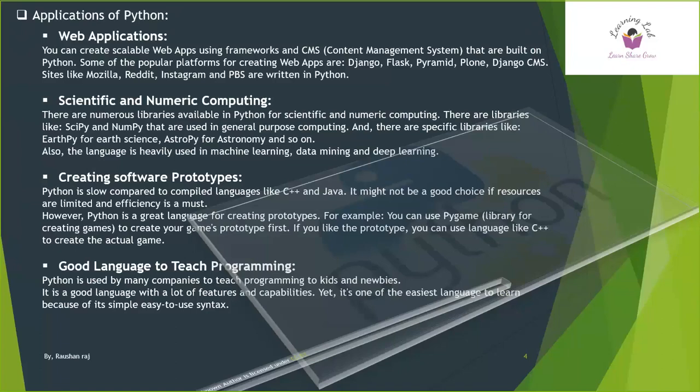These things are about creating software prototypes. For creating software prototypes also we are using Python. Python is slow compared to compiled languages like C and Java, so it might not be a good choice if resources are limited. See, if resources or libraries are limited, then it's not a good choice. But in Python we have a rich number of libraries. That's why it's more popular than other languages nowadays.